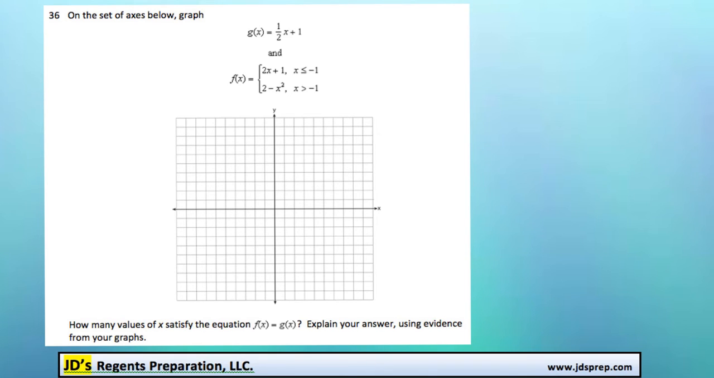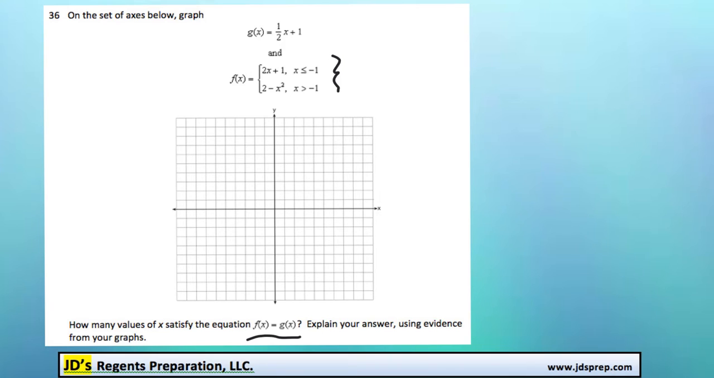Welcome to problem number 36 from the June 2016 Algebra Regents exam. In this question we've got two different graphs, or two different functions, g of x and f of x. And the interesting thing is that f of x has two possible equations based on the x value. And the question is, how many values of x satisfy the equation f of x equals g of x, meaning how many times do these two graphs intersect each other? Explain your answer using evidence from your graphs.